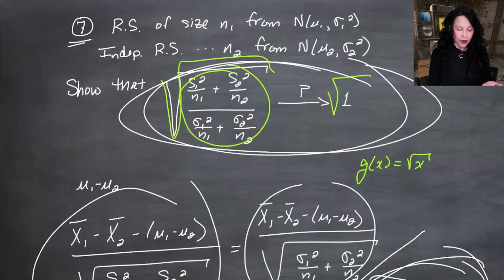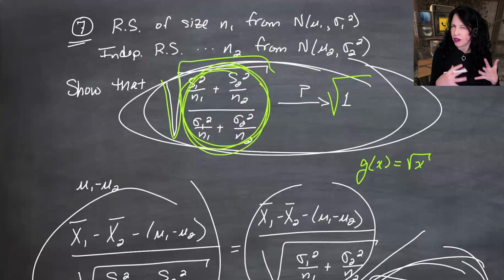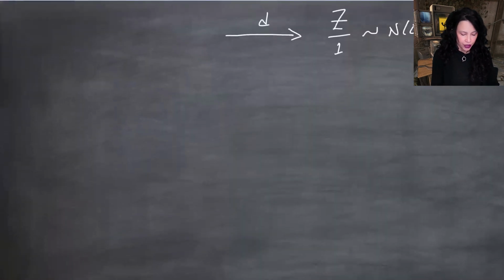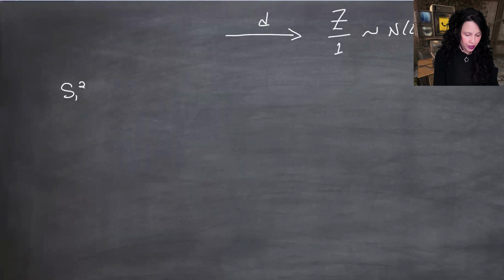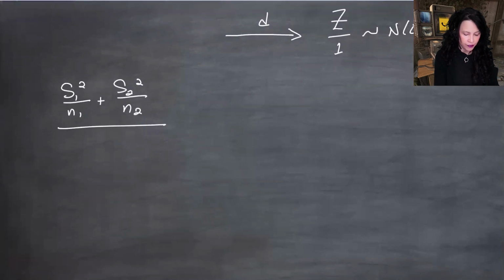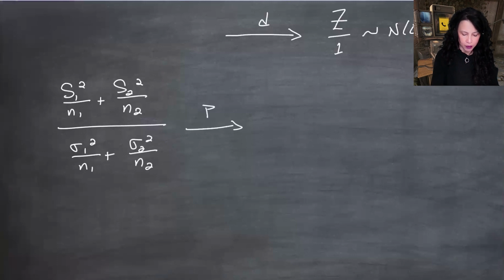because our thing under the square root here is going to be 0 with probability 0. In other words, it's going to be greater than 0 with probability 1. There's no way it's going to land on that value because things are nice and continuous. So it's enough to just show that s1 squared over n1 plus s2 squared over n2, over sigma 1 squared over n1 plus sigma 2 squared over n2, goes in probability to 1.